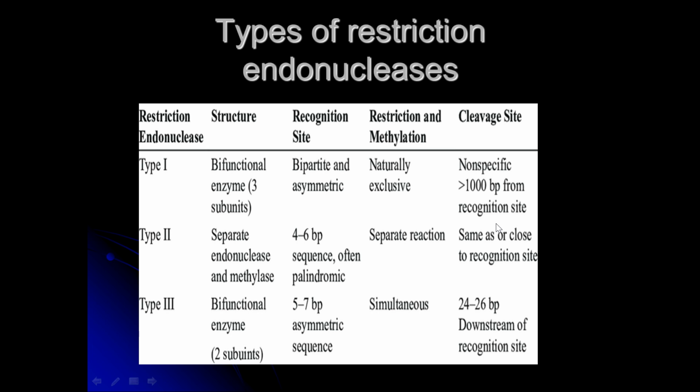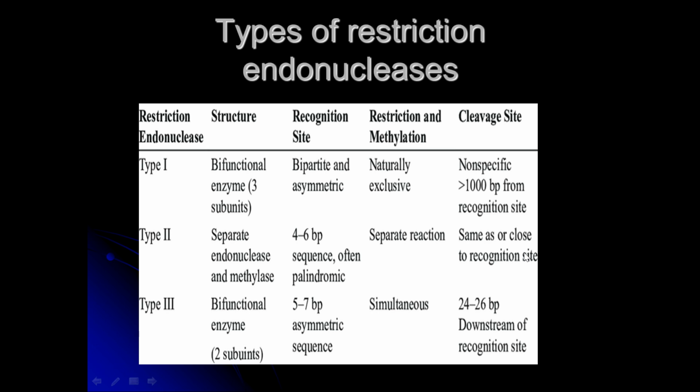Type 2 cleavage sites are the same as or close to recognition sites. Meaning type 2 restriction enzymes cut at the recognition sequence or close to the recognition sequence. Clear? An example of type 2 is EcoR1, because EcoR1 cuts the sequence within the recognition sequence.